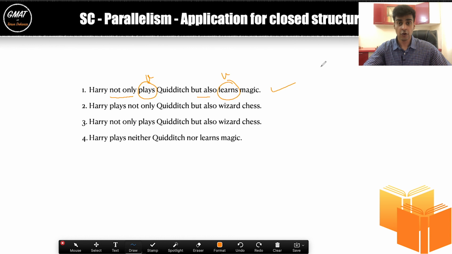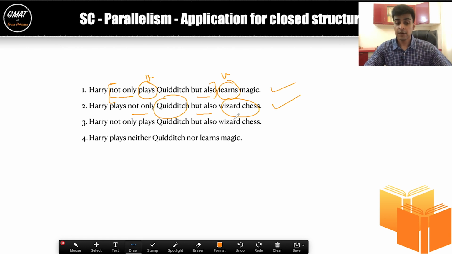Where else the parallel construction is at is not a possibility, because it has to exist in this region, closed structures. Similarly, for the second one, after not only I have the word Quidditch, which is a sport, after but also I have the words wizard chess, which is again a sport. Harry can play both of them, the sentence is correct. I'm done. I'm using not only as my first pointer, but also as my second pointer, and that's it. Checking that they're similar, checking that the meaning fits, done.